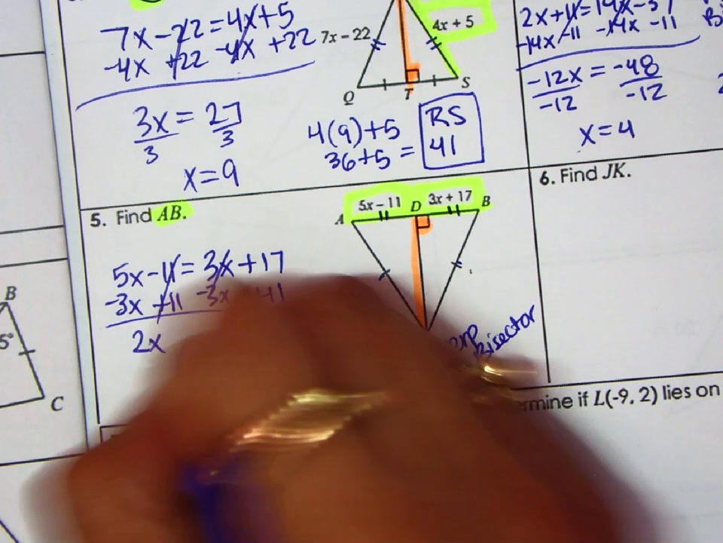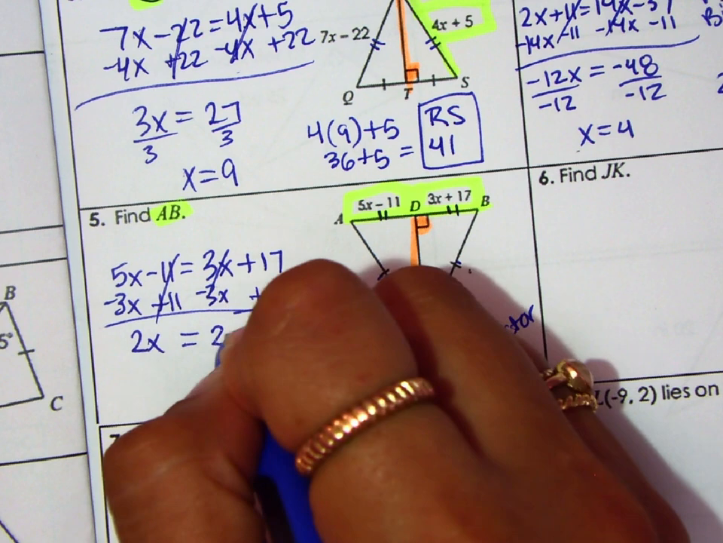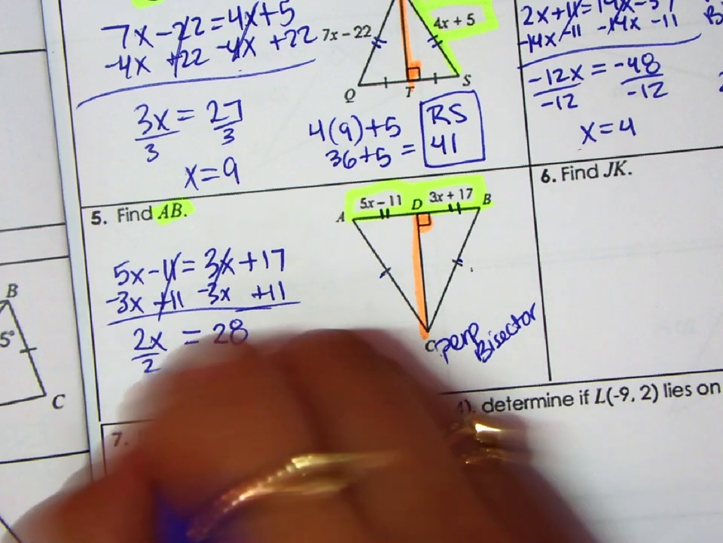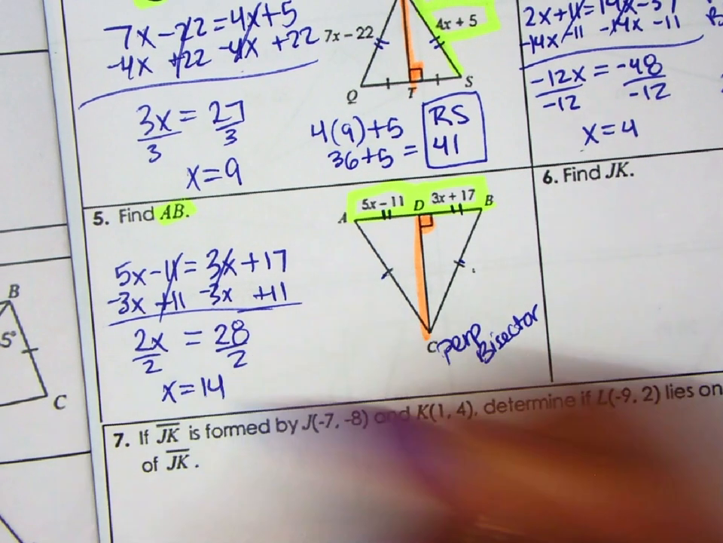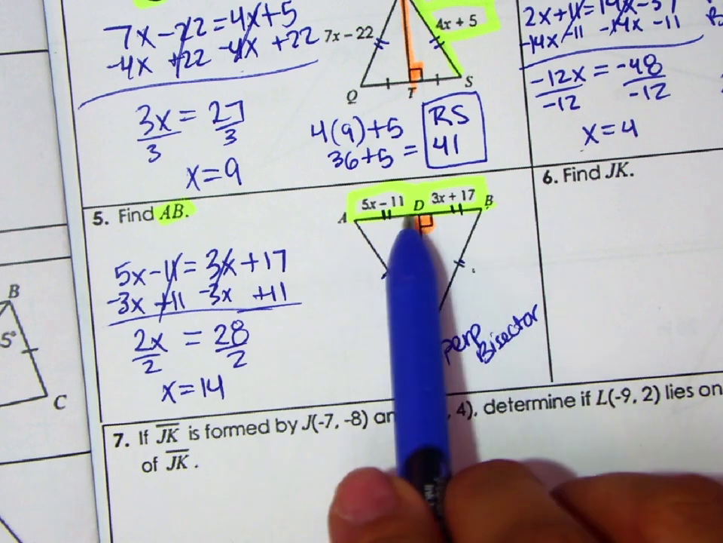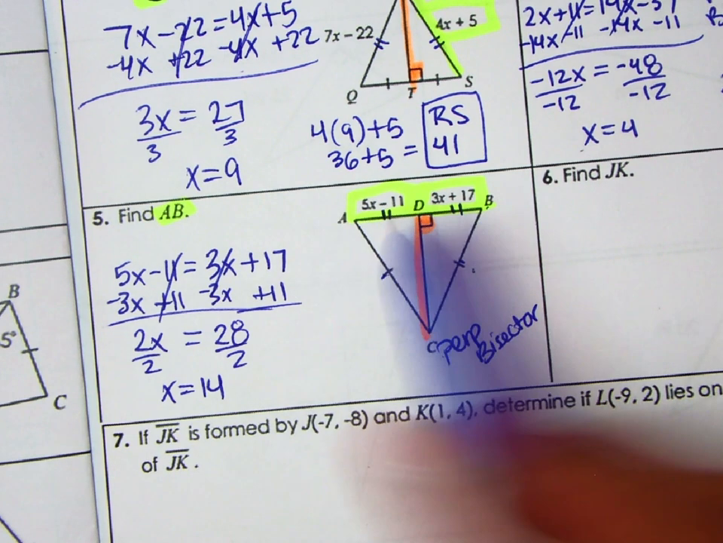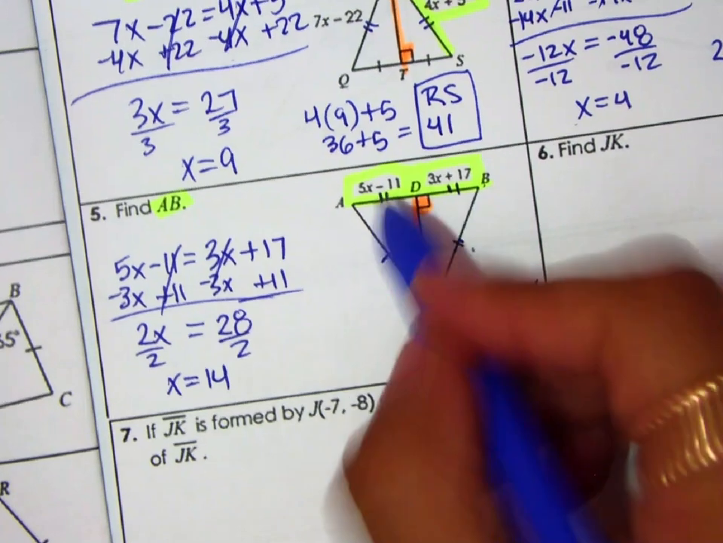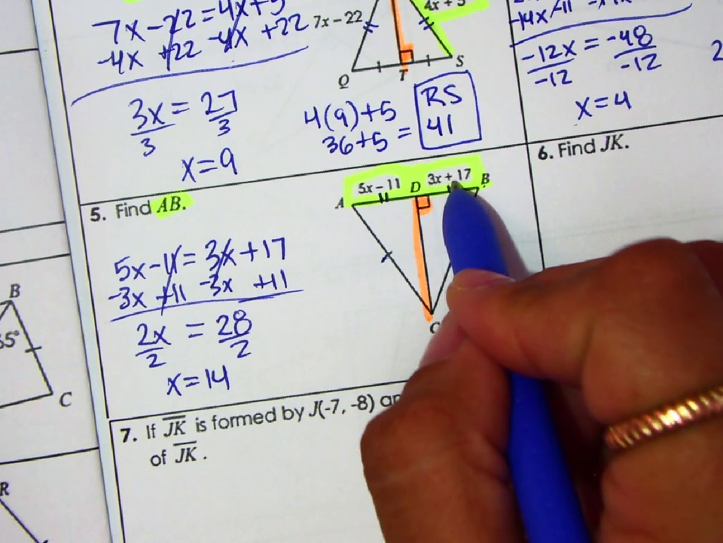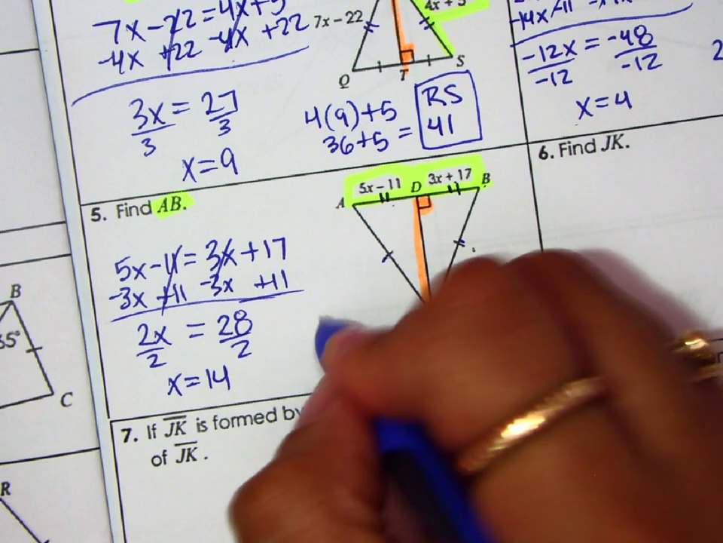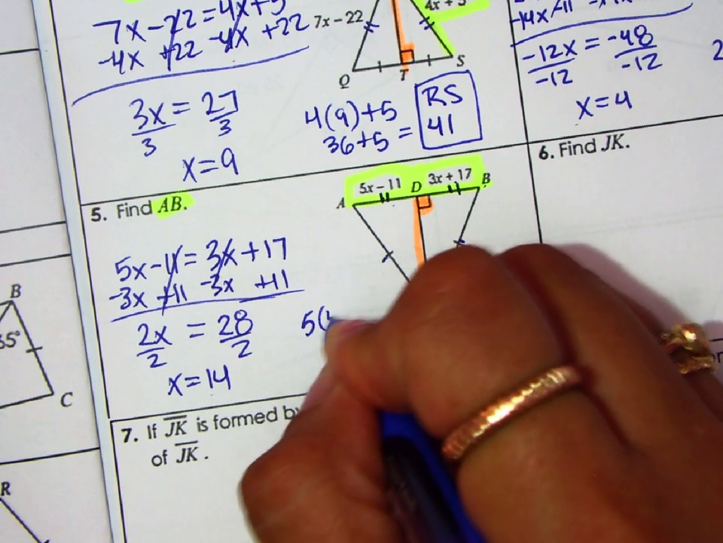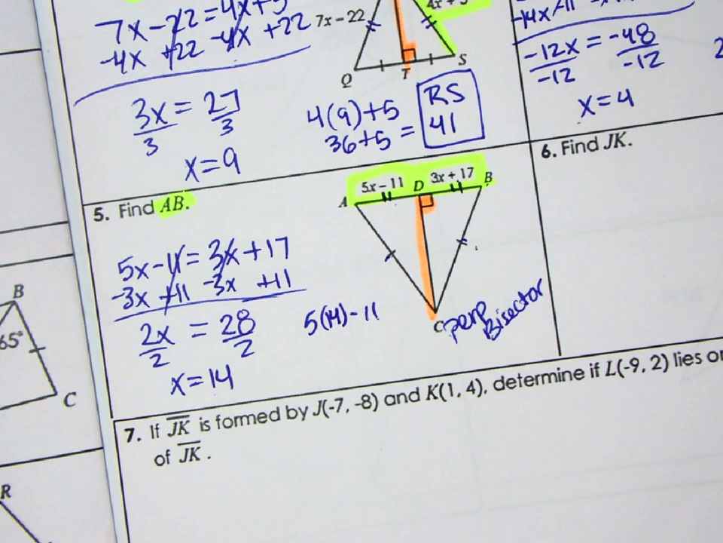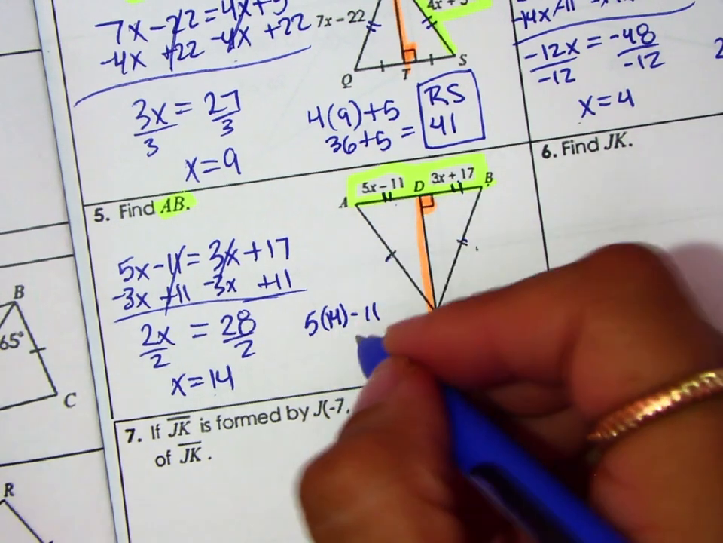And that's 2x equals 28. And now we divide that by 2. So x equals 14. Now this one's asking for AB, which requires you to combine these two expressions. I'm going to find one of them, because if we find one, then we know the other because they're equal. So just pick an expression and substitute the value and double it. So 5 times 14 minus 11.